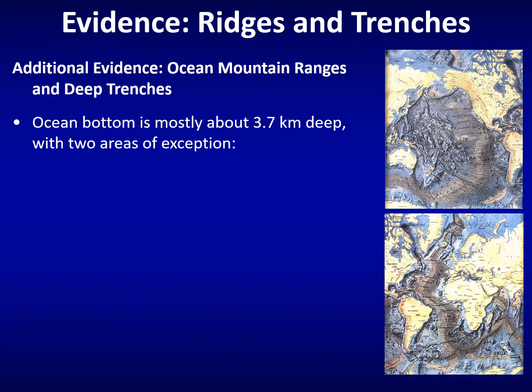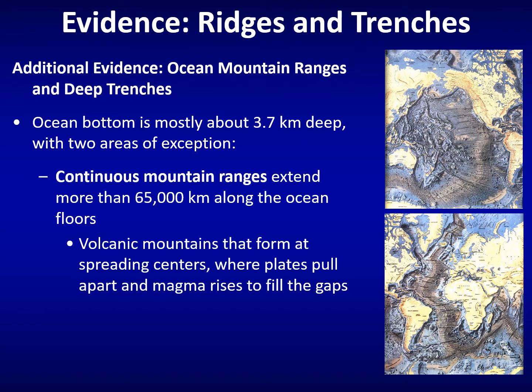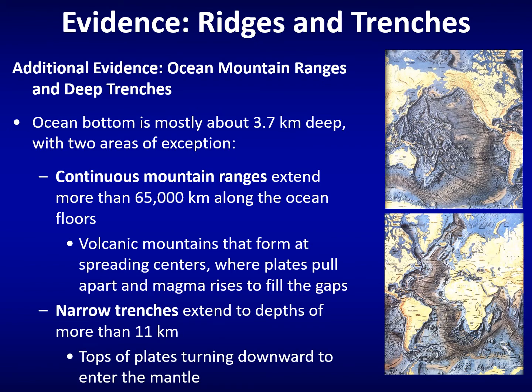Harry Hess decided that these ocean plates are pushing apart from one another, and this is what's actually driving the movement of the plates. He noted that the ocean bottom is about 3.7 kilometers deep, with two areas of exception: the continuous mountain ranges that were volcanic mountains, where Harry Hess thought that we had spreading centers, but also narrow trenches that extended to depths of more than 11 kilometers.